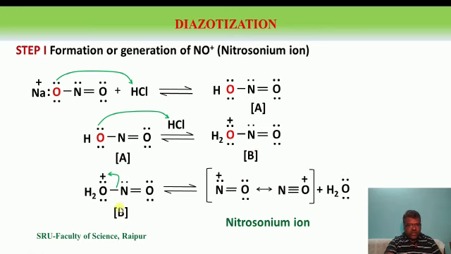In compound B, water molecule is there, which is a good leaving group, which is removed from compound B, and nitrosonium ion is formed.